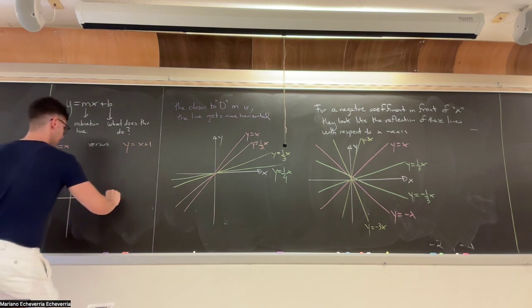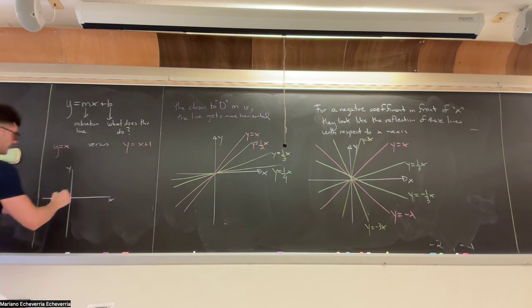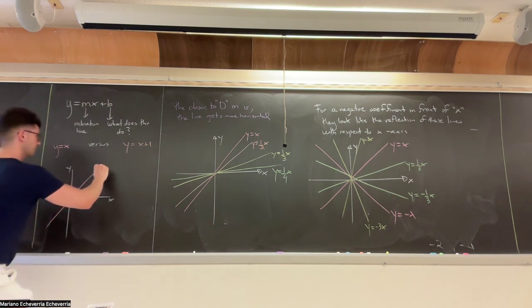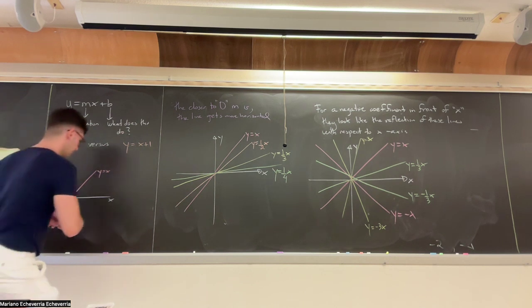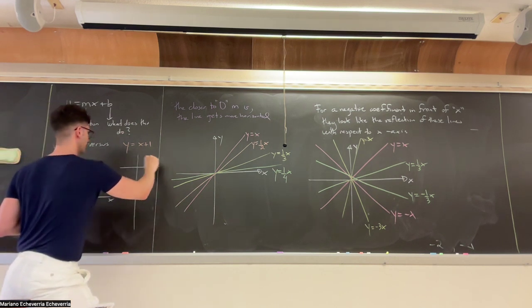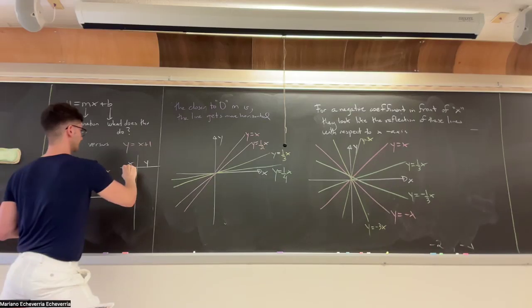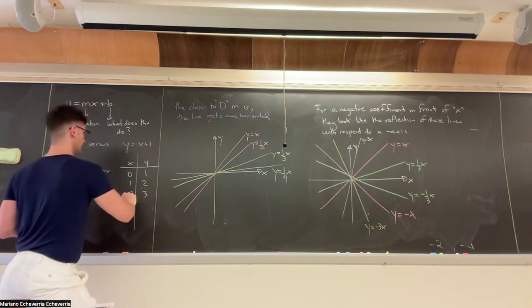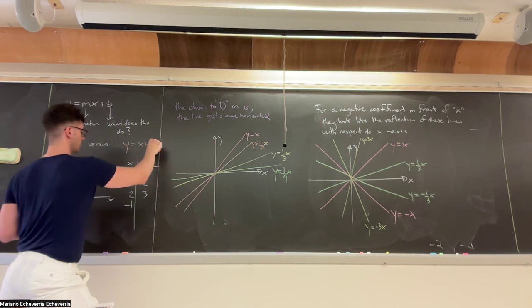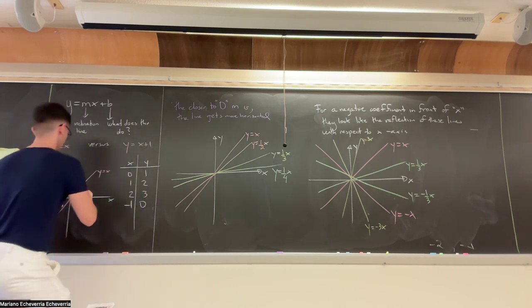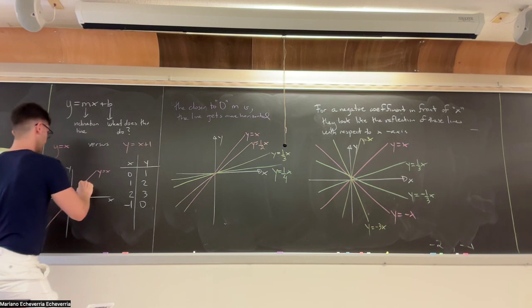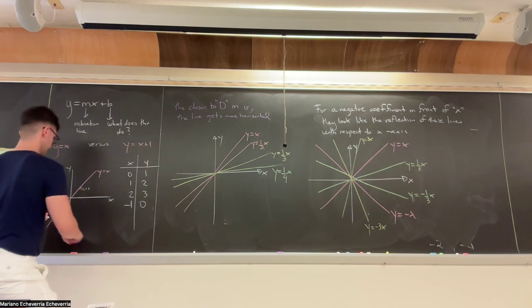Well, we already know what y equals x looks like. This is y equals x. And if you want to know what y equals x plus one is, you can make the table again. So when this is zero, it's zero plus one, so it's one. When it is one, one plus one is two. When it's two, two plus one is three. When it's negative one, negative one plus one, which is zero.